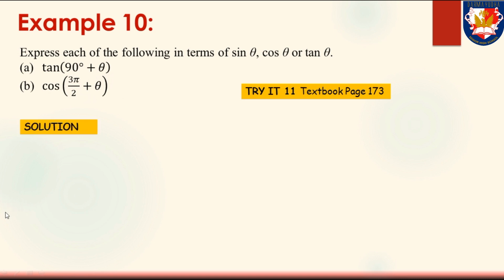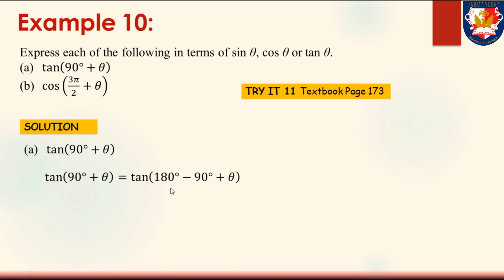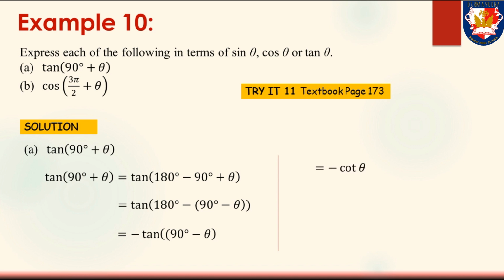For part A, tangent of 90 degrees plus θ equals tangent of 180 degrees minus 90 degrees plus θ, which is tangent of 180 degrees minus 90 degrees minus θ. Using the formula in the third quadrant, we have negative tangent of 90 degrees minus θ. And remember, for complementary angles, tangent of 90 degrees minus θ is cotangent θ. So this will be negative cotangent θ. Remember that cotangent θ is the reciprocal of tangent, so we will have negative 1 over tangent θ.